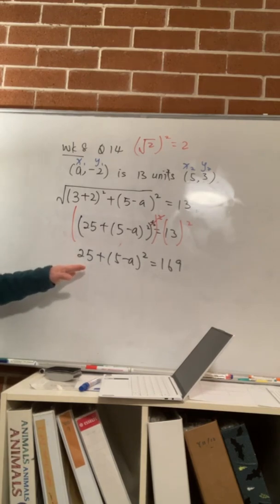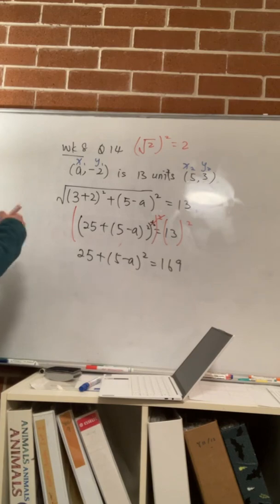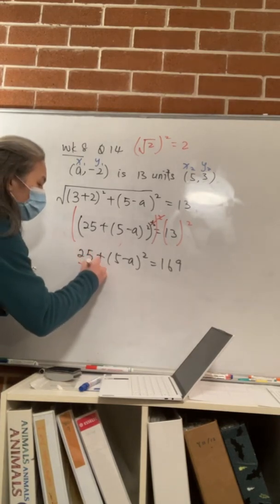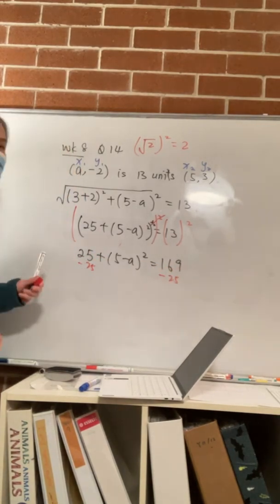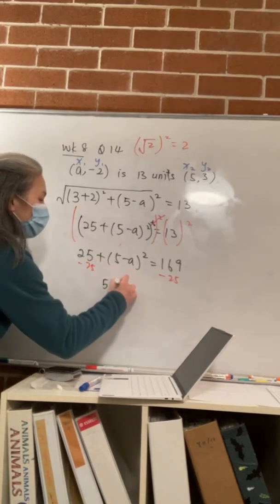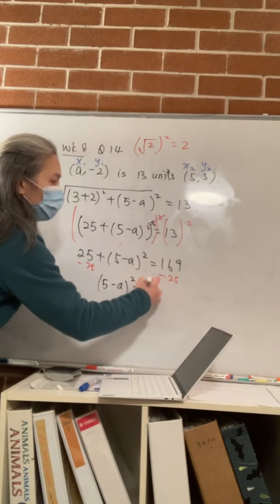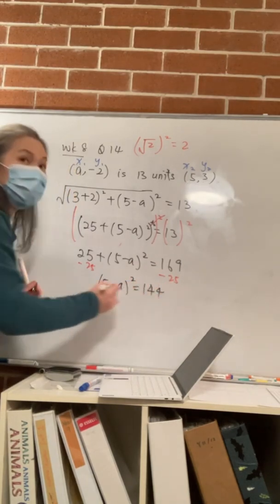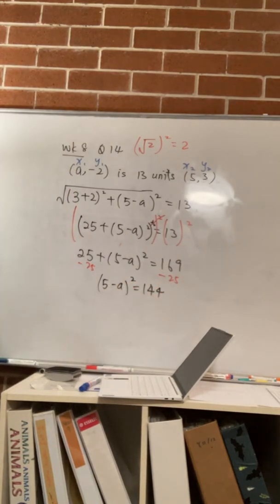Before you square root it, how do I minus the 25? Yes, you minus the 25. So I'm going to minus 25 from both sides. So you minus 25 here, minus 25. So you're going to have 5 minus 8 squared equal to 144. Does it sound good? 144. What's your next step?